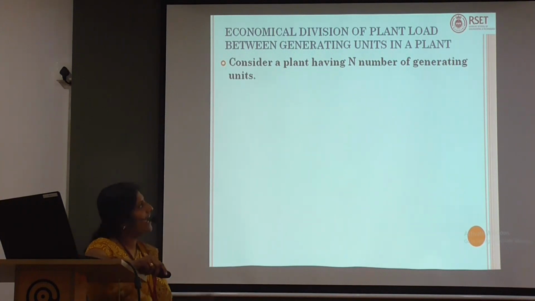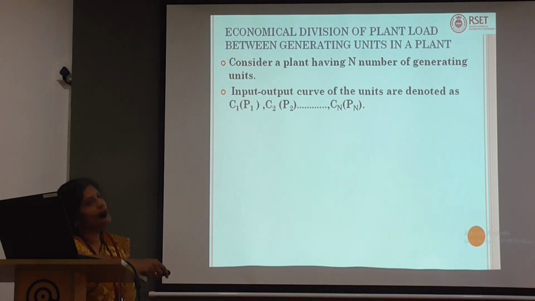Let me consider that I have n generating units within a plant, and let the input-output curves of the units be denoted. This is the fuel input, so the corresponding cost, and this is the power output of that unit. So I represent the cost as a function of the power generated in that unit. Similarly, the cost of the second unit is expressed as a function of the generation in the second unit. Similarly, for n units, the cost of the nth unit is based on the power generated in the nth unit.